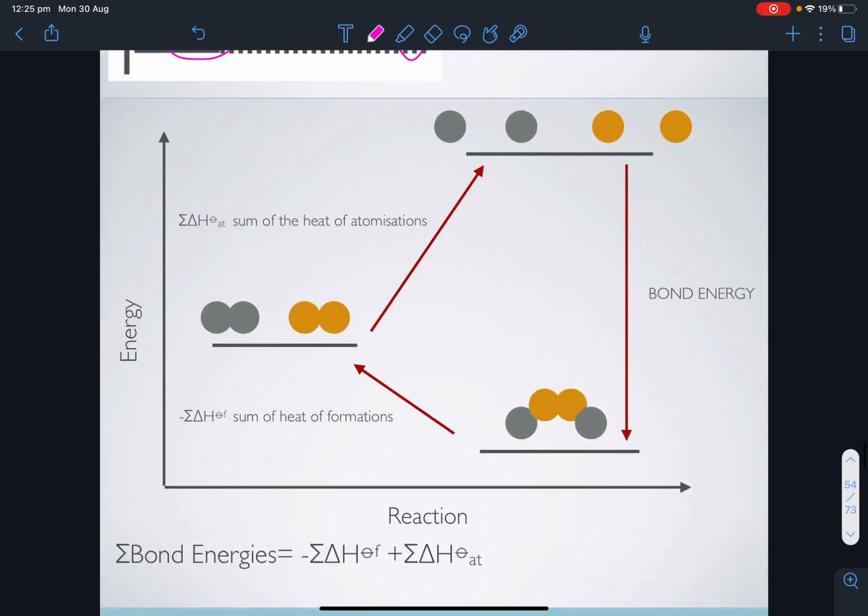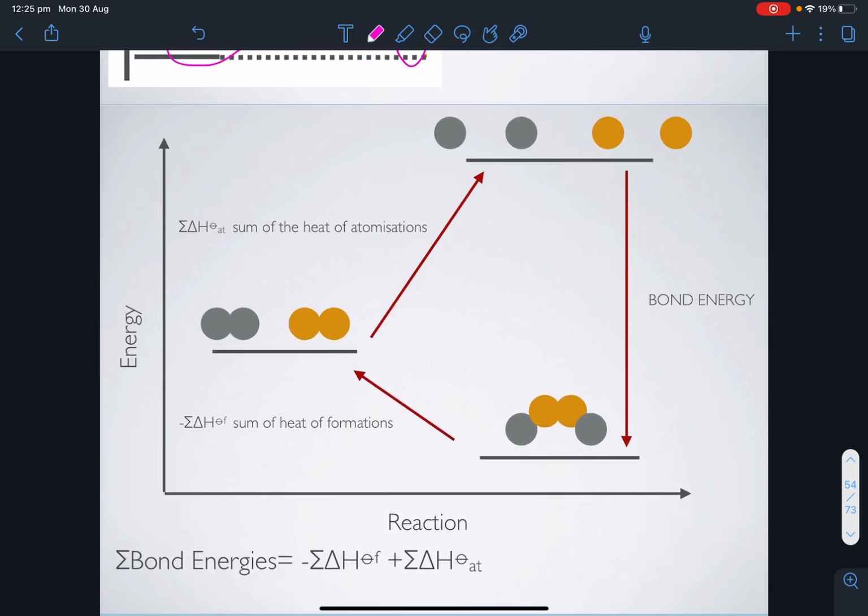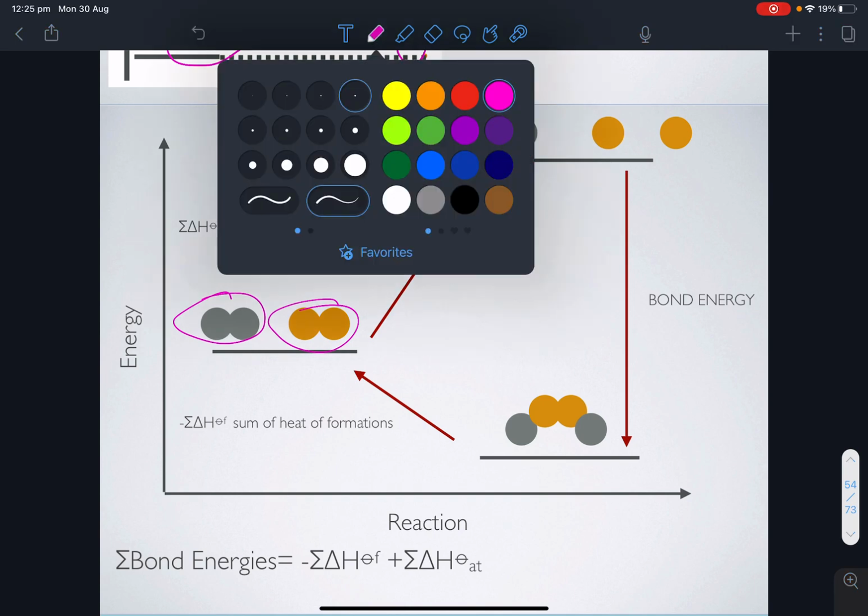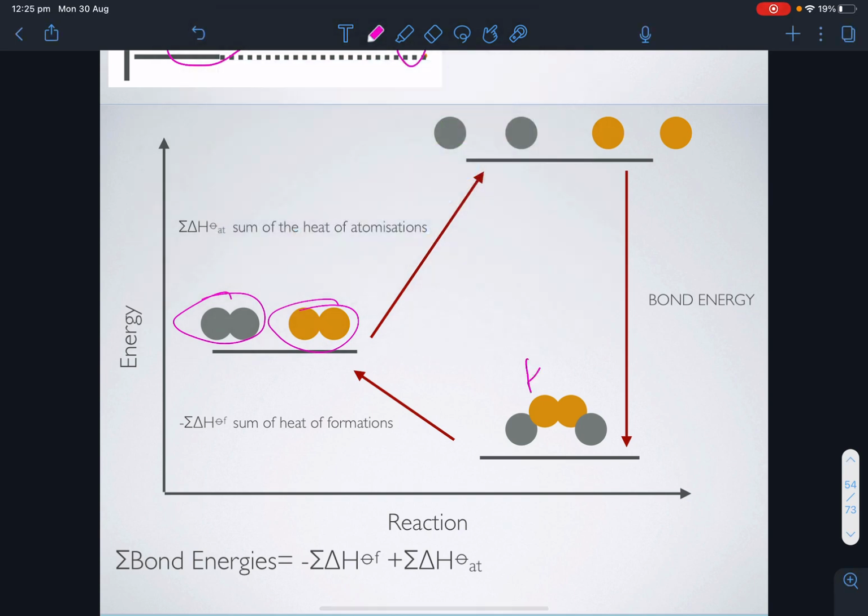Okay, so here, let's call it hydrogen peroxide. Let's call this H2O2, okay? So to go from H2O2 to H2 plus O2, that equals the negative, going in the other direction, of the heat of formation, okay?